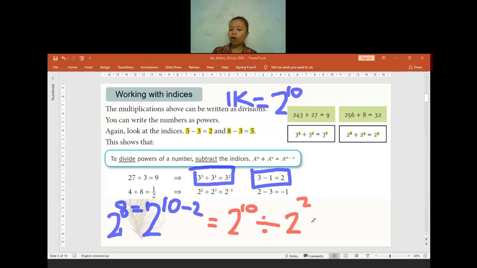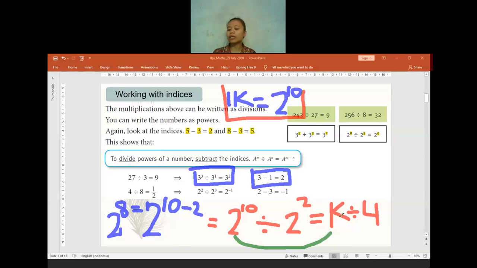2 to the power of 10 is equal to k, or 1k. This is the given information from question 11. 1k is equal to 2 to the power of 10. That's why I changed the 2 to the power of 10 in here into k. After that, we need to divide it by 2 to the power of 2. So 2 to the power of 2 is equal to 4. When we have k divided by 4, we can write it as k divided by 4.